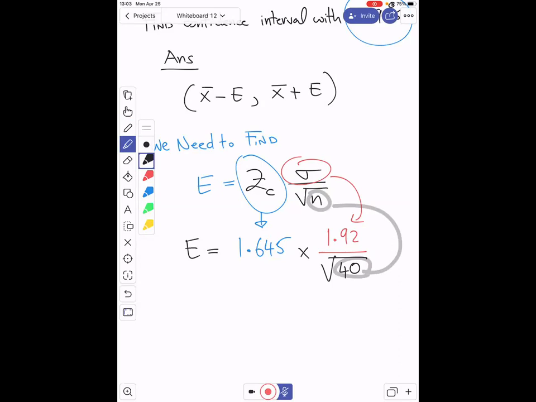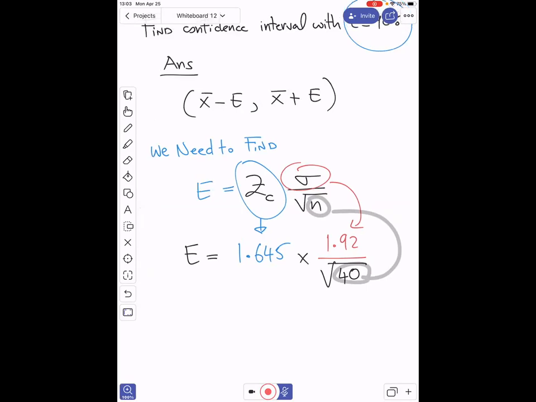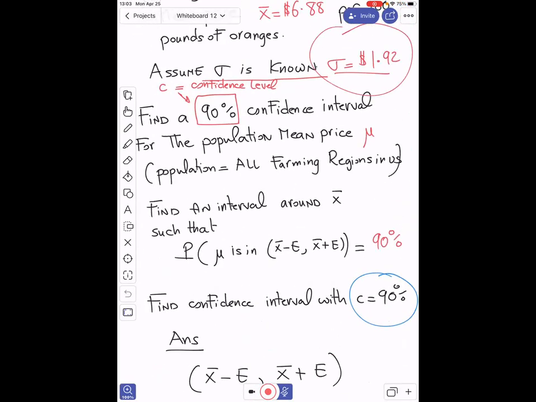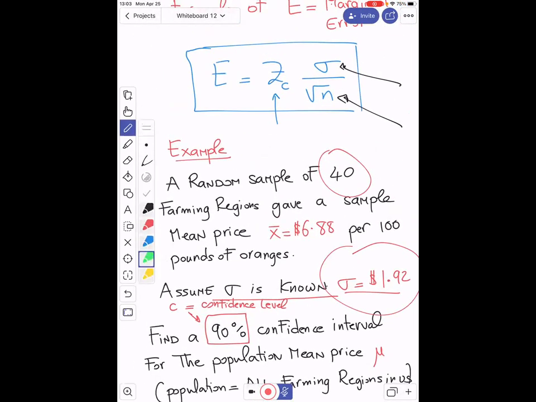Sorry, Professor, where did you get the 40? Oh, the 40 is given. Because it says we have a random sample of 40 farming regions. So the size of the sample, we have 40 different farming regions. Okay, so that's the size of the sample.